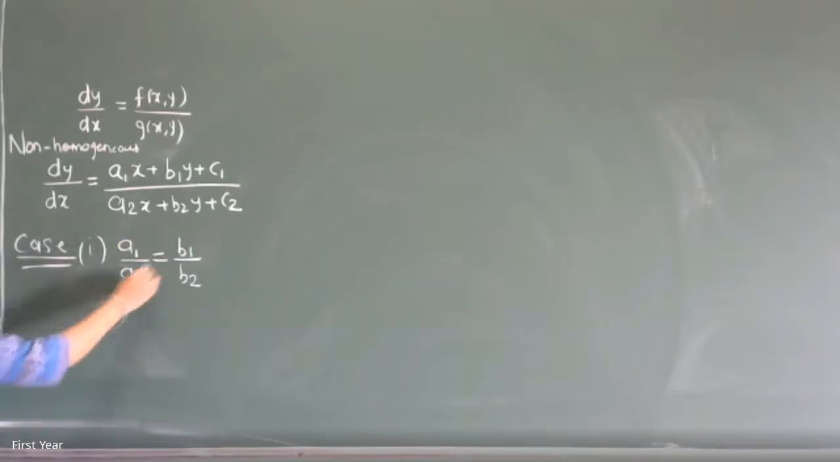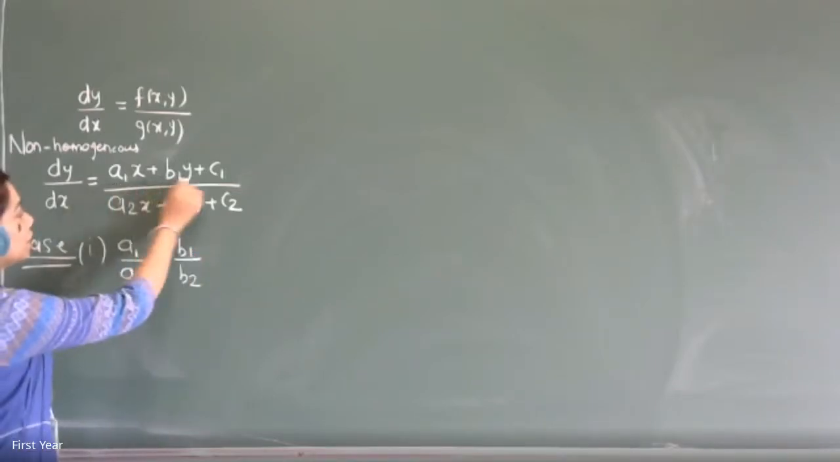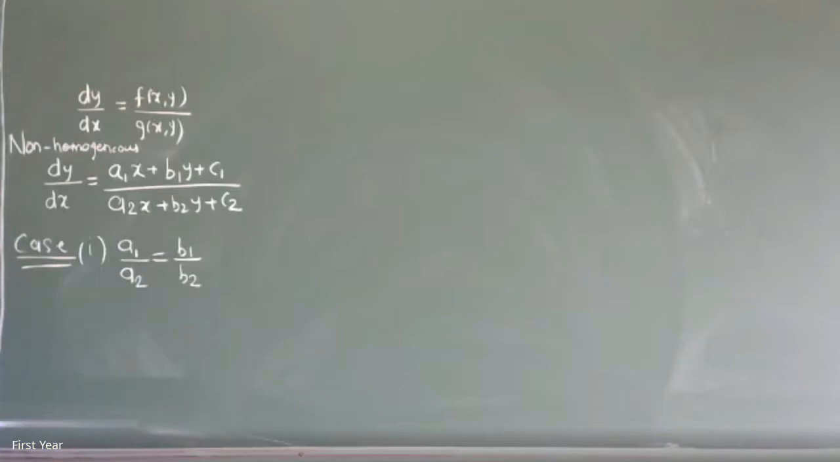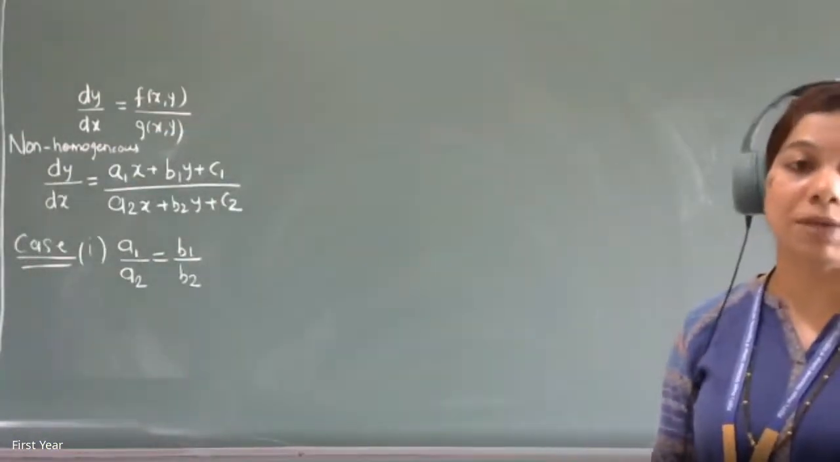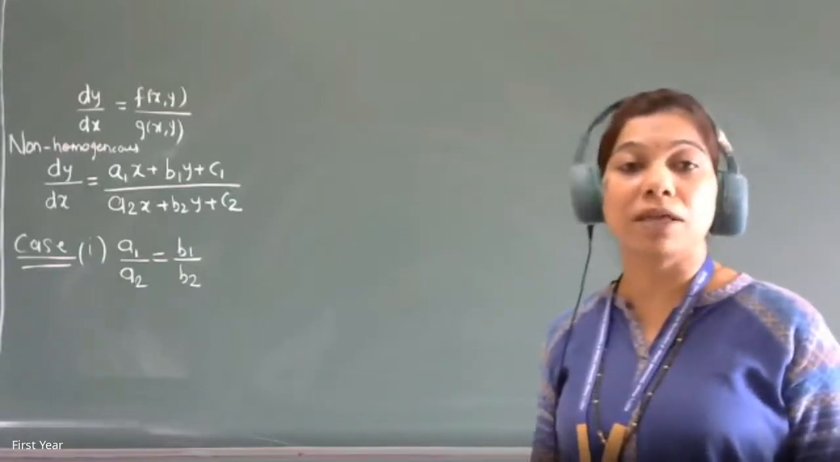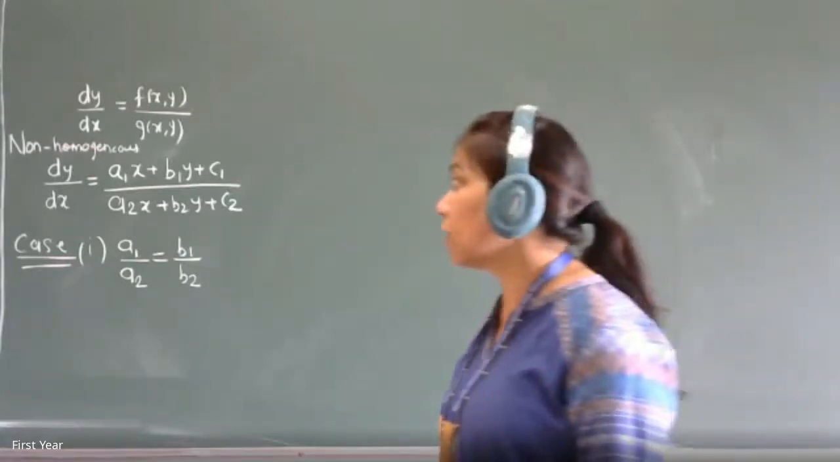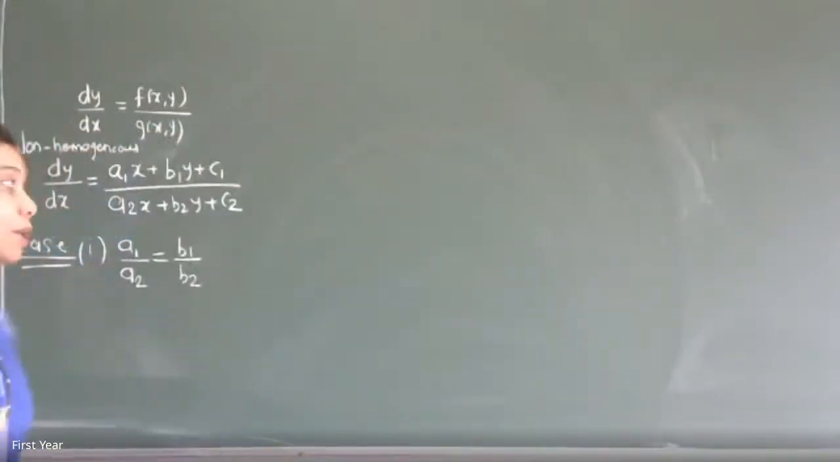So if a1 by a2 is equal to b1 by b2, then in the numerator and denominator there will be some common factor. That common factor has to be substituted as a new variable u, and then the question gets converted. It either converts to homogeneous or variable separable, and we will solve it by the previous methods that we have seen. So let us take an example. Those who have understood, you can start with that. Remaining students, please listen. I will solve it here.